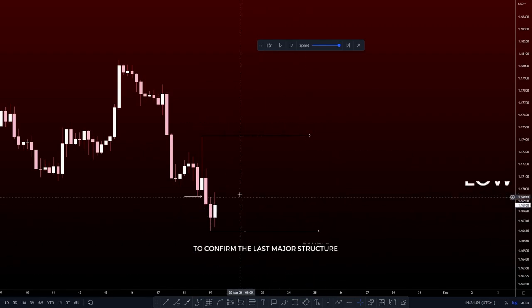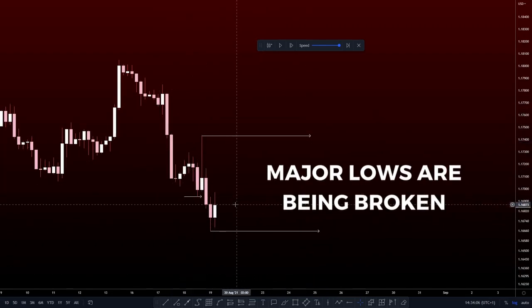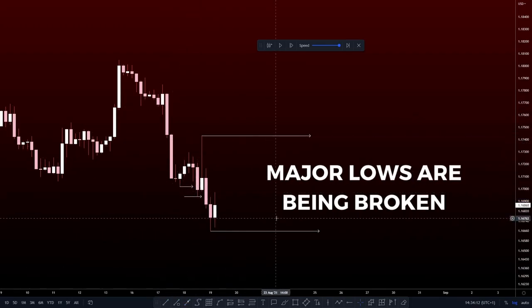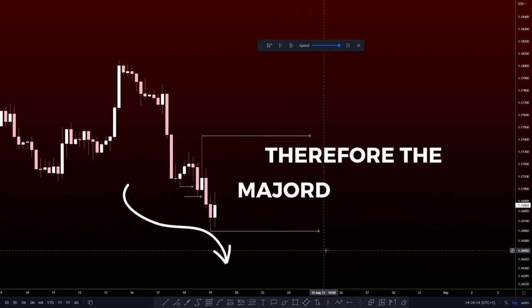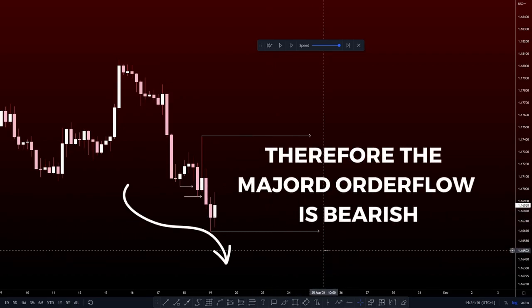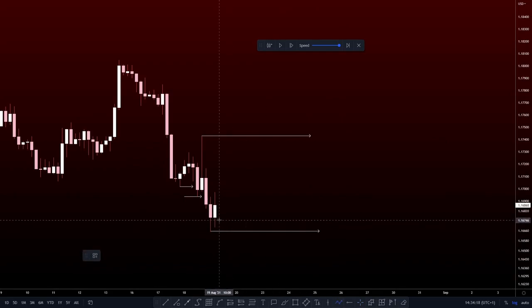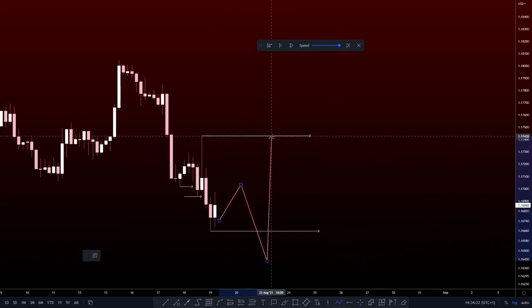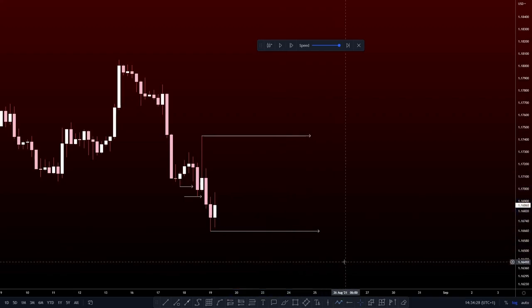So at the moment, guys, we have major lows being broken. We followed the market back again. We can see that there was another one by here. So there are major lows being broken. Therefore, the major order flow is bearish. And we are going to expect another break of the last low instead of the last major high.